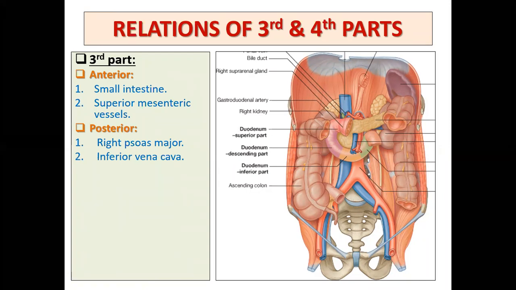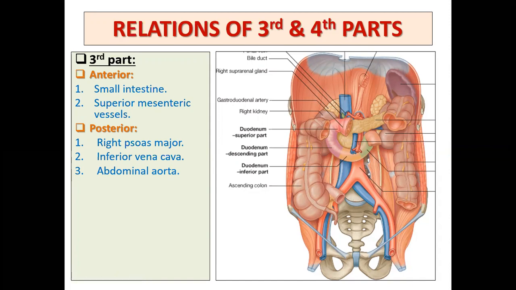Posteriorly, we have the psoas major muscle. If you see here, this muscle on either side is called the psoas major, especially the right one, because the left is far away. Then the right psoas major, as well as the inferior vein. This is a large vein, called the inferior vena cava.